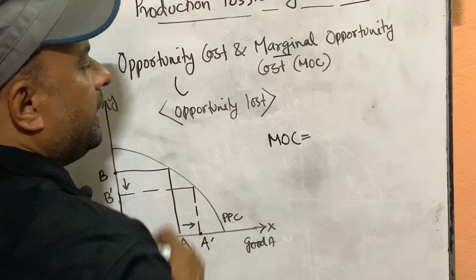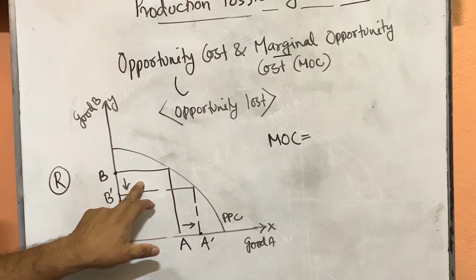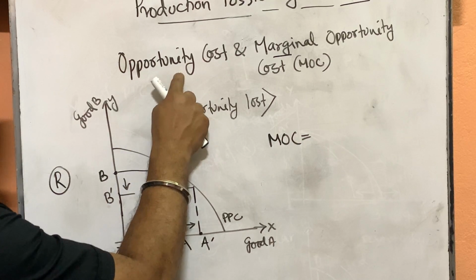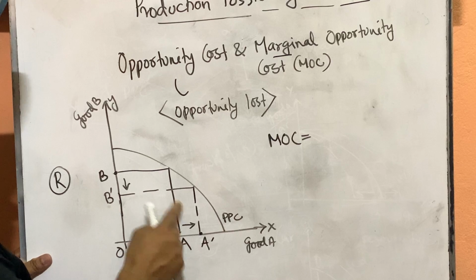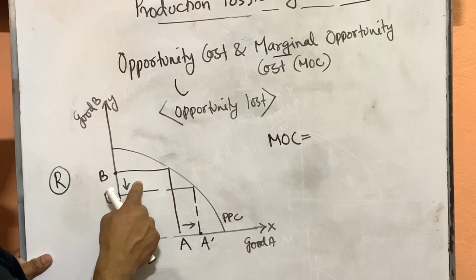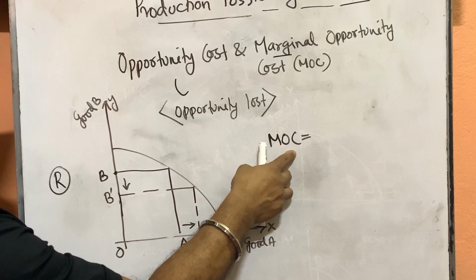Okay, now marginal opportunity cost means, marginal means rate of change. MOC is the rate of sacrifice of a good to increase the production of another good. Rate of sacrifice means in opportunity cost we learned if we increase one good we have to sacrifice another good, but how much we have to sacrifice to increase another good, this rate comes under marginal opportunity cost.